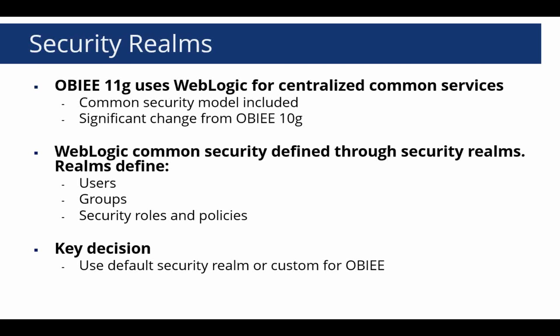So as a Fusion Middleware app, these are the centralized common services that would transcend all of the Fusion Middleware apps being supported by that Weblogic installation. So this is a significant change from 10G as far as the security that is defined in Weblogic. We'll get into this a little bit more, but where users are defined and a good part of the authorization logic has now been pulled up out of, we'll say, the repository into Weblogic.